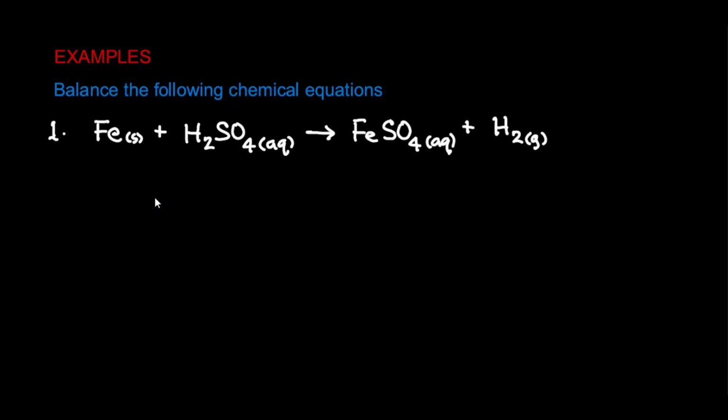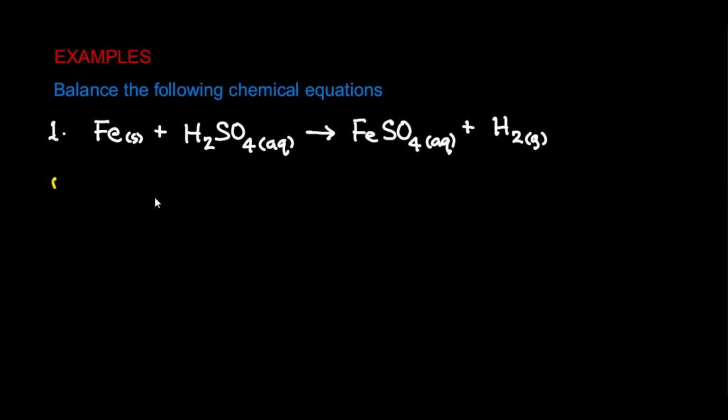From here, we are told first of all not to change the formulae of the reactants and products. So we're not going to do anything to their formulae. We'll leave them the way they are. Then we move to step 2, which says that we should count the atoms to see if they are balanced.